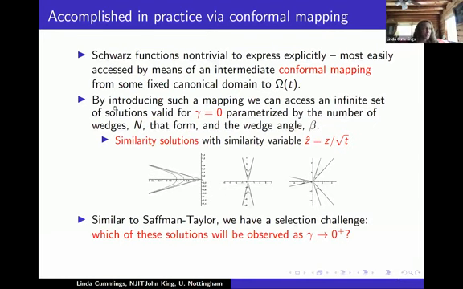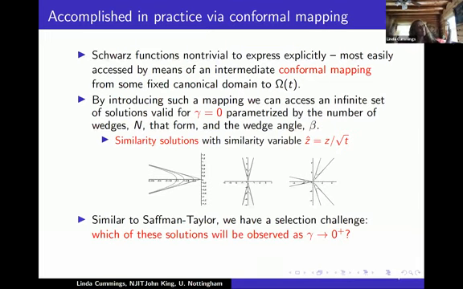So by introducing such an intermediate conformal map, we can access an infinite set of solutions that are valid for zero surface tension, and they're parameterized by the number of wedges n that form and the wedge angle beta. This shouldn't be too surprising because we're solving the initial value problem with the wedges. So it's fairly self-evident that I can choose how many wedges I want and I can choose that angle, okay?